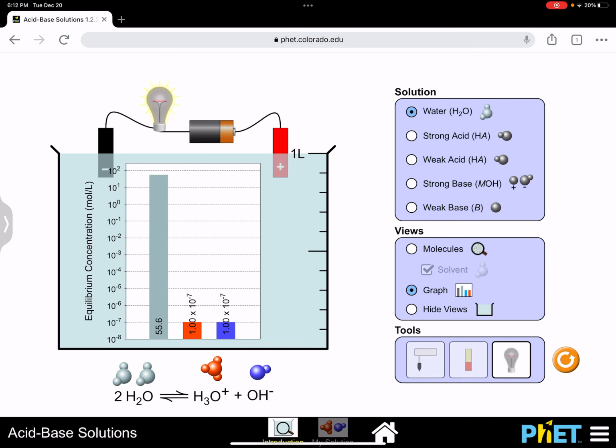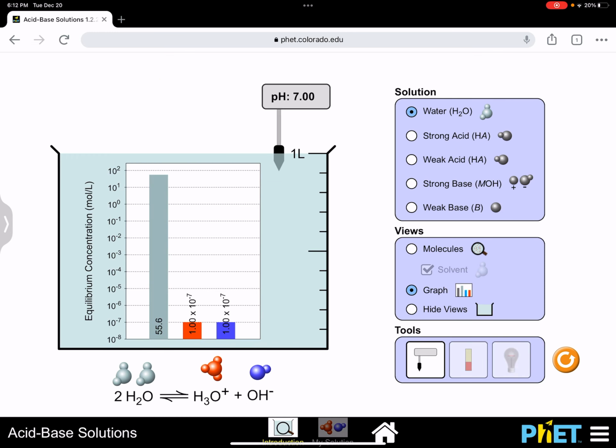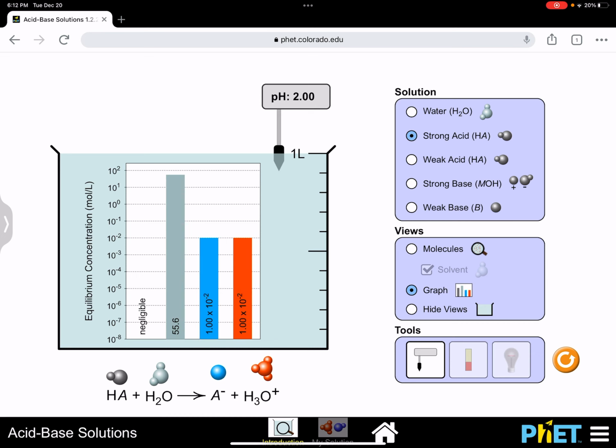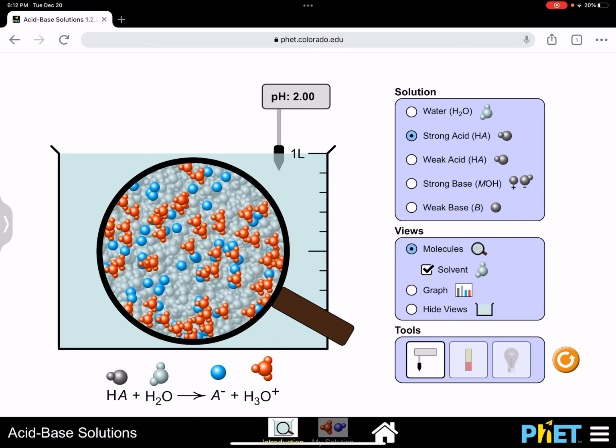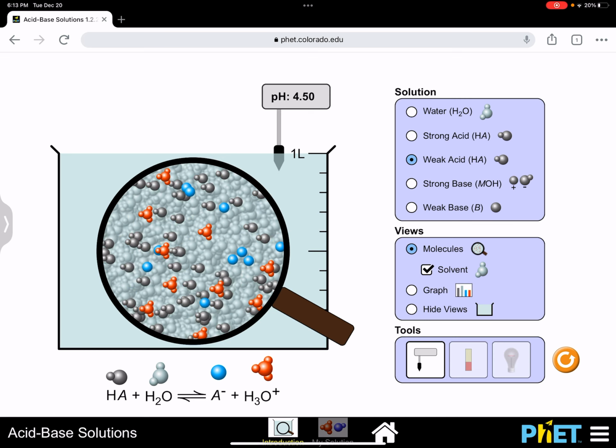So I'm going to jump back to this one, go back to the pH meter, and look at the strong acid again in the molecule view. You can see I've still got a lot of solvent in there, so there's still a lot of water that hasn't reacted with the HA, but more reacted than just water sitting there. And so that is strong. Let me jump to the weak. Also notice the pH is 2. Do you see how many more of those gray HAs are still stuck together that did not dissociate?